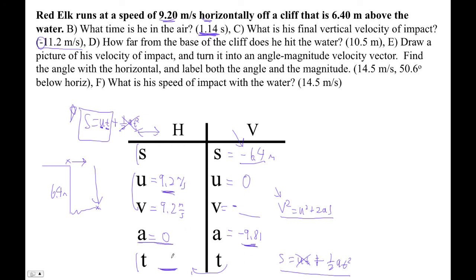And then pull the time over here. Now you know this and this, and you can find s. Okay, happy hunting. I hope that helps.